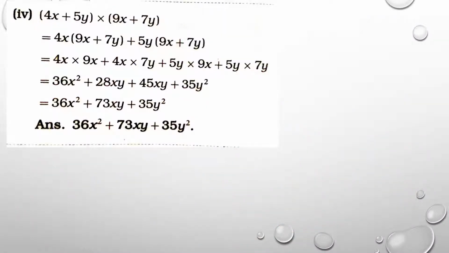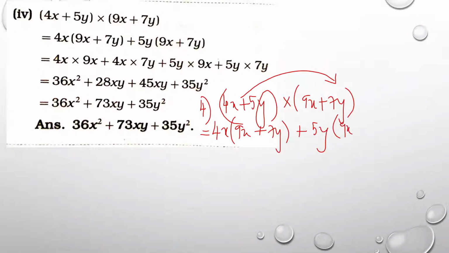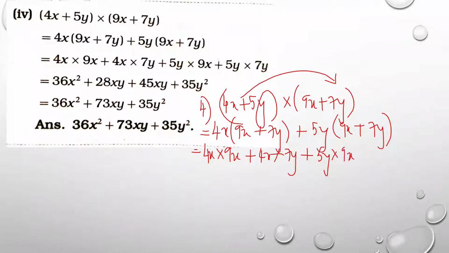Fourth one, 4x plus 5y into 9x plus 7y. So first step, what you have to do? 4x you have to multiply with the terms of the second bracket, 9x plus 7y, plus 5y you have to multiply with 9x plus 7y. Now 4x with 9x, plus 4x with 7y, plus 5y with 9x, plus 5y with 7y.